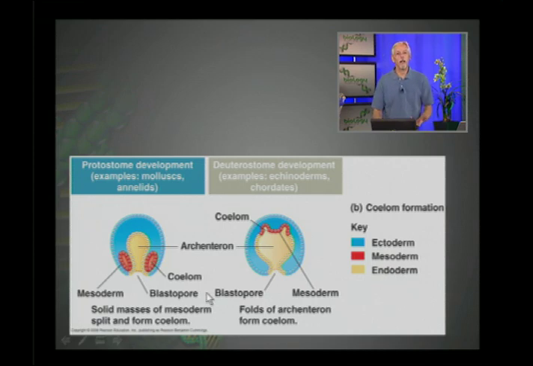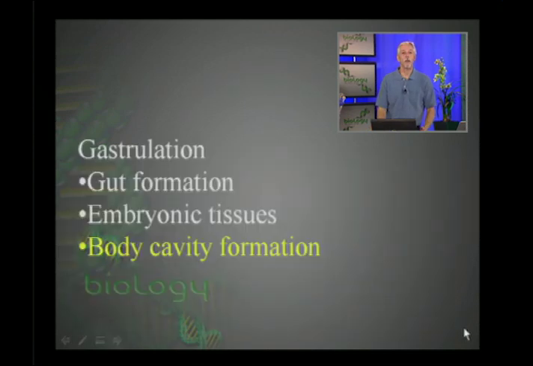Again, kind of looking at development of this mesodermal tissue, it can develop in some different ways. And that also can eventually lead to body cavity development, which we'll come back to in a second. So again, another aspect of this gastrulation is that a closed body cavity may form. And again, there's some variations here.